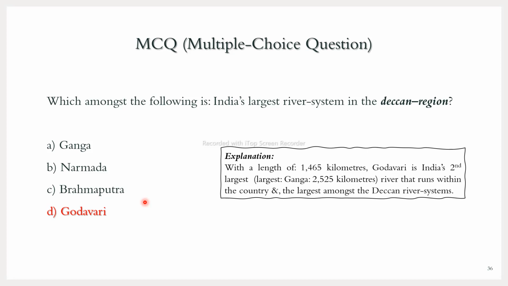Maybe the Brahmaputra name is not also there in China. In Tibet, it has been flown in the name of Shangpo, I guess. Okay, so Godavari is the correct answer. Let's move on.